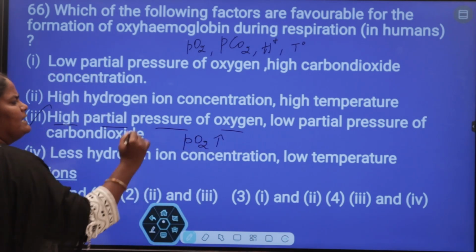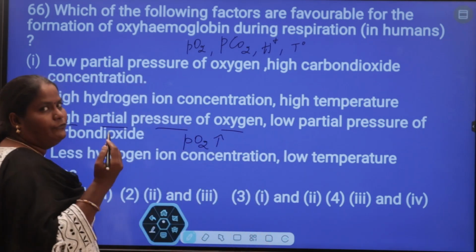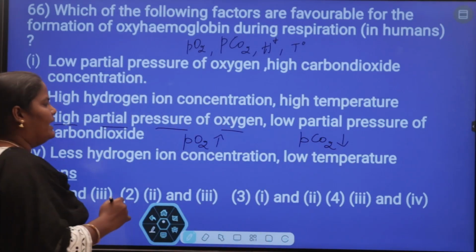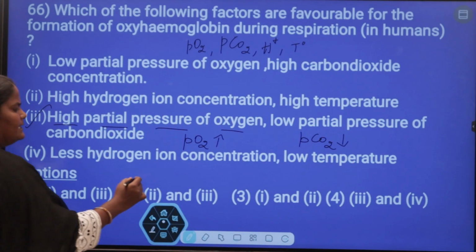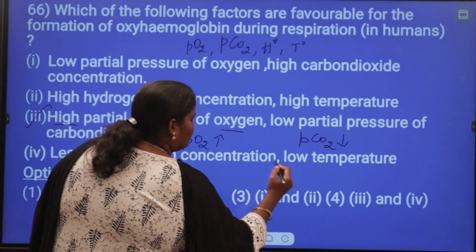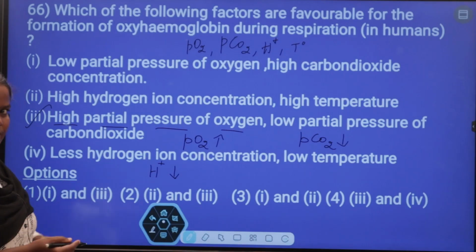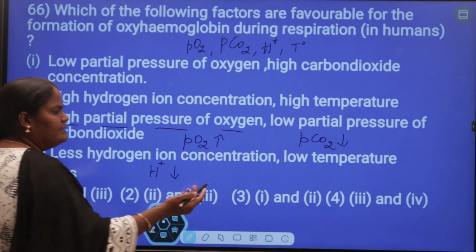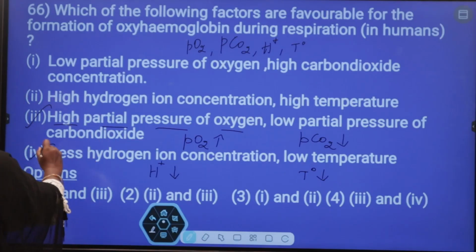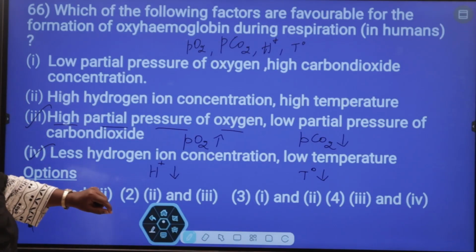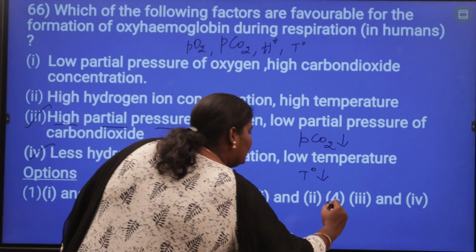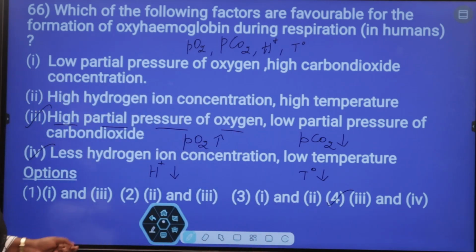The statement is right. Next, low partial pressure of carbon dioxide. PCO2 is low. Yes, the statement is right. Next here, less hydrogen ions. Hydrogen ions supposed to be reduced in number. Hydrogen ions deal with the pH of the composition. Then temperature is also reduced. So option 3 and 4, which is mentioned in the 4th statement, is the right statement for this question.